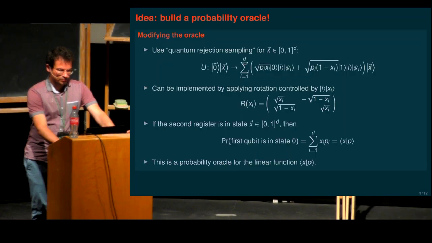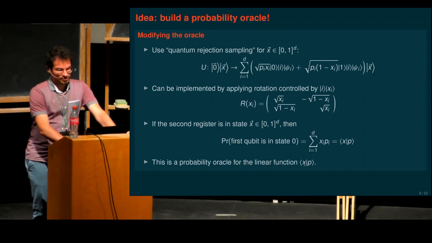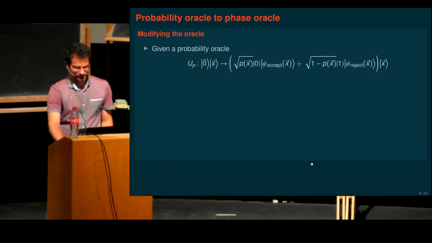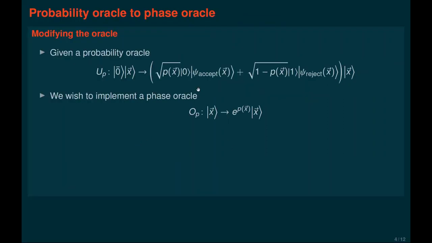Okay, so maybe just to explain for clarity, my probability is a linear function of x. So what's the gradient of a linear function? Well, it's linear in x. The gradient is just p itself. So if I can estimate the gradient of this function, well, the gradient is exactly just the probability distribution that I have in mind. So that's the ultimate goal. Understanding this distribution is the same as learning the gradient of this linear function. For that, we already constructed this probability oracle of this form, but we want to convert it to a phase oracle, and this is how we do it.